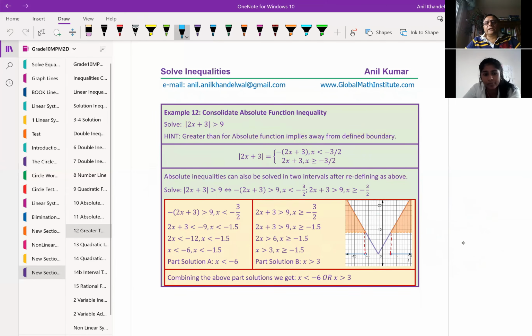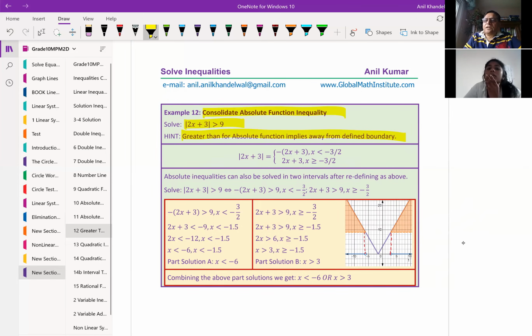Okay, so we are going to end our lesson with the last example on absolute functions. Can you please read example number 12 and help me solve it? Example 12, consolidate absolute function inequality. Solve the absolute function inequality: the absolute value of 2x plus 3 is greater than 9. Greater than for an absolute function implies away from the defined boundary.